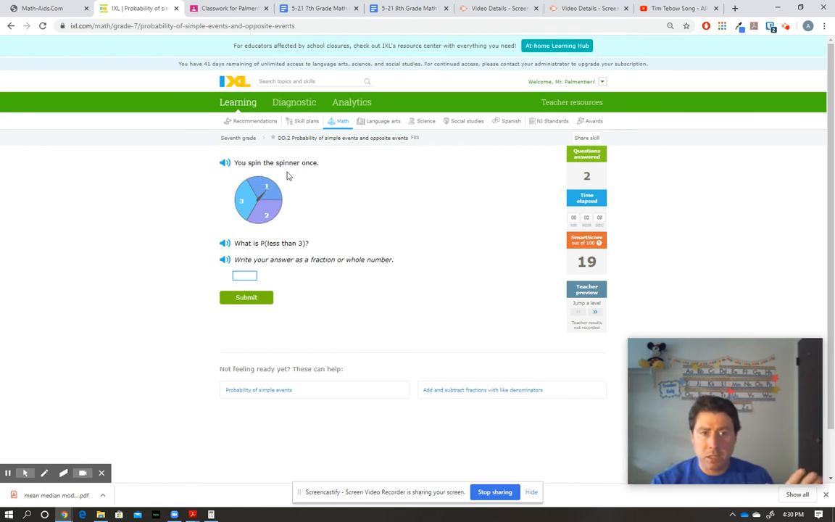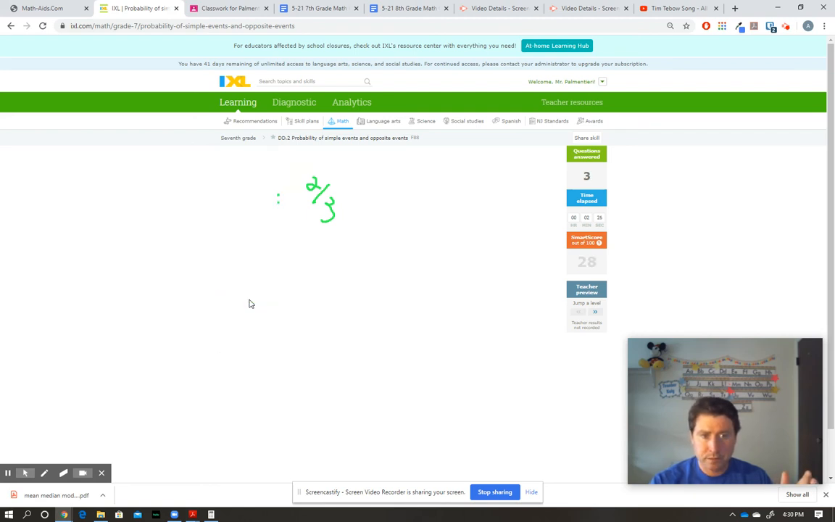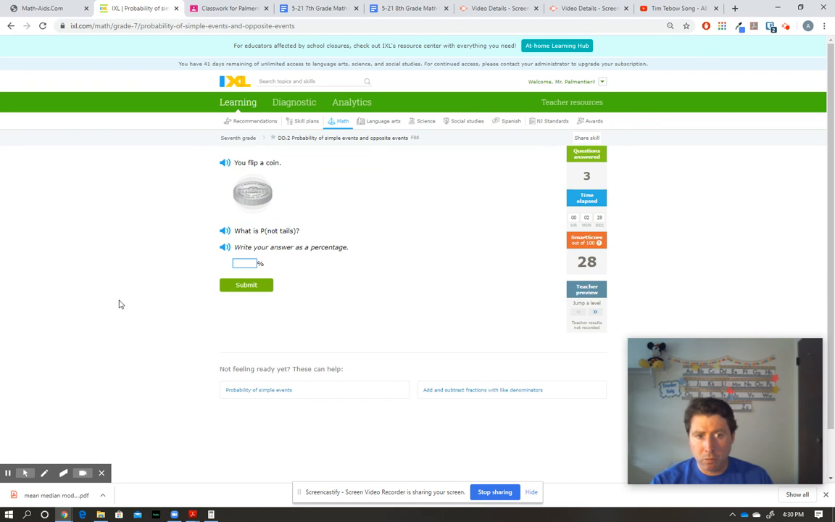Now again, you spin the spinner once. What is the probability of spinning less than 3? Well, there's 2 numbers less than 3. So you have 2 spots to do that. So that's going to be 2 out of 3 spins. Now it says write your answer as a fraction or a whole number, so you just do 2 out of 3. All right, so think of these as like little riddles.